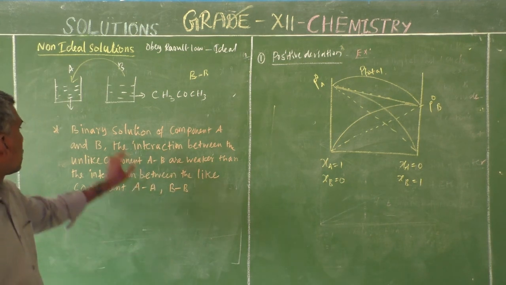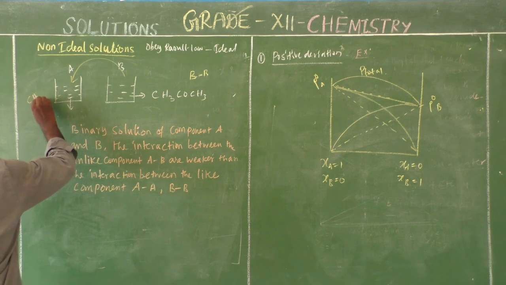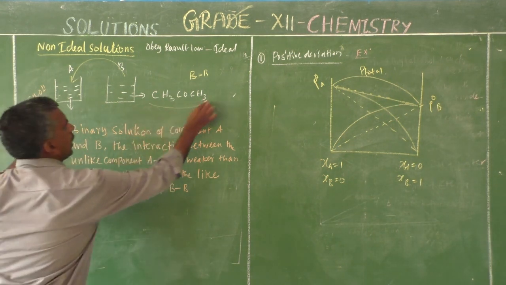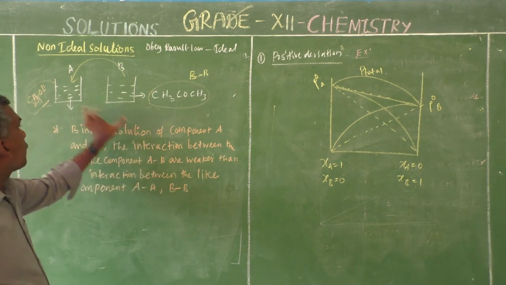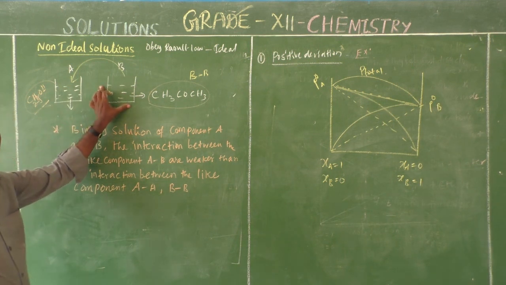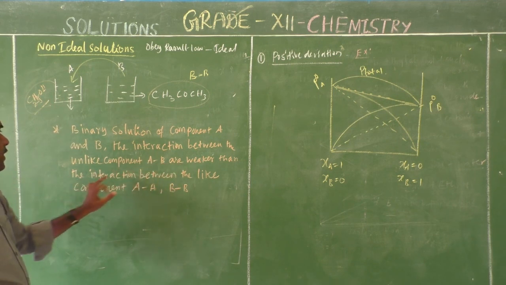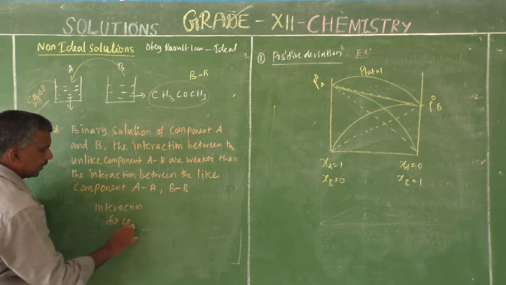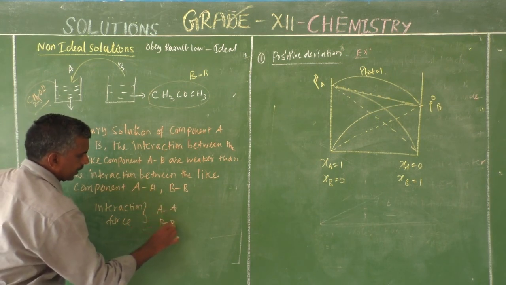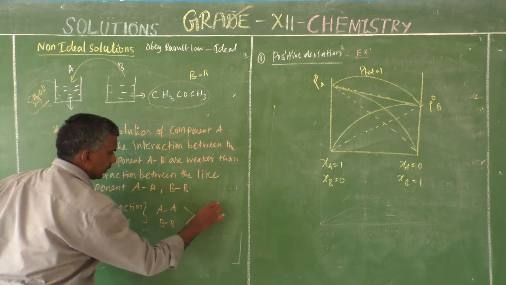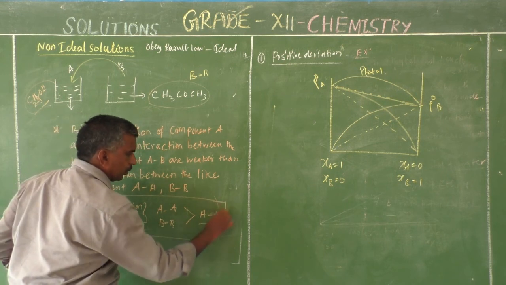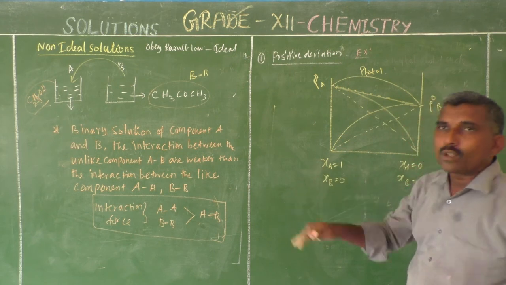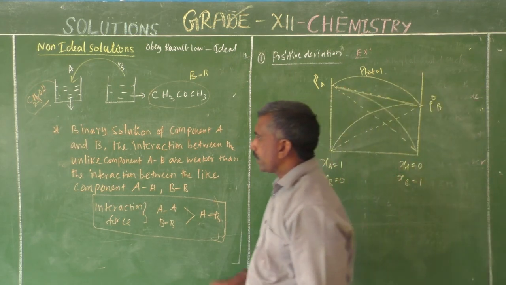So here the binary solution A and B, that is ethanol and acetone, is mixing. Ethanol and acetone are unlike components, and the interaction between unlike components is a weaker force than between like components. The interaction forces AA and BB are higher than the AB interaction. So the AB interaction force is very low, and easily evaporated, so the total pressure is maximum. Okay, this point is very important.